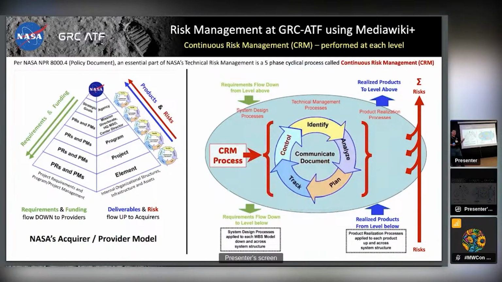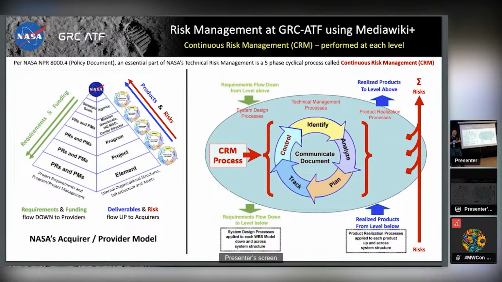Now, that technical risk management has a name, and we call it continuous risk management, or CRM. You can see the CRM simplified process diagram is shown as a circle. We're going to talk about those 5 phases. What's important here is to know that at each level of the organization, they are each independently doing continuous risk management, and the risks at one level are feeding into the higher levels.